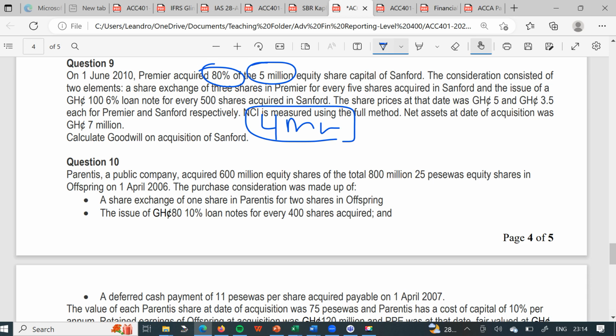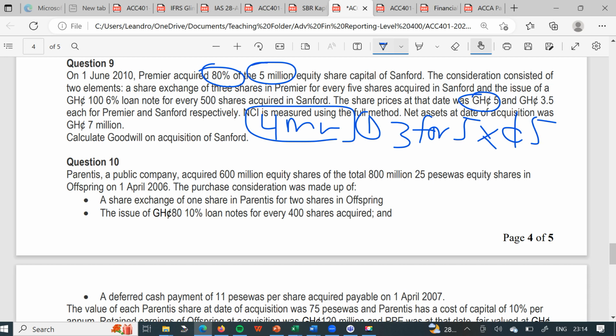The consideration consists of two elements. A share exchange, so you have a share for share exchange. The first one is 3 shares in Premier for every 5. So it is 3 for 5. And we'll issue this at the share price of Premier, which is 5 cedis.